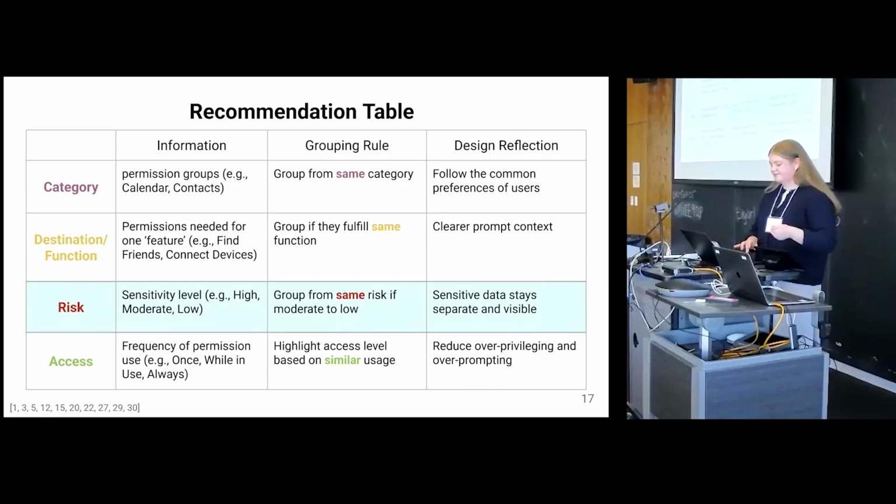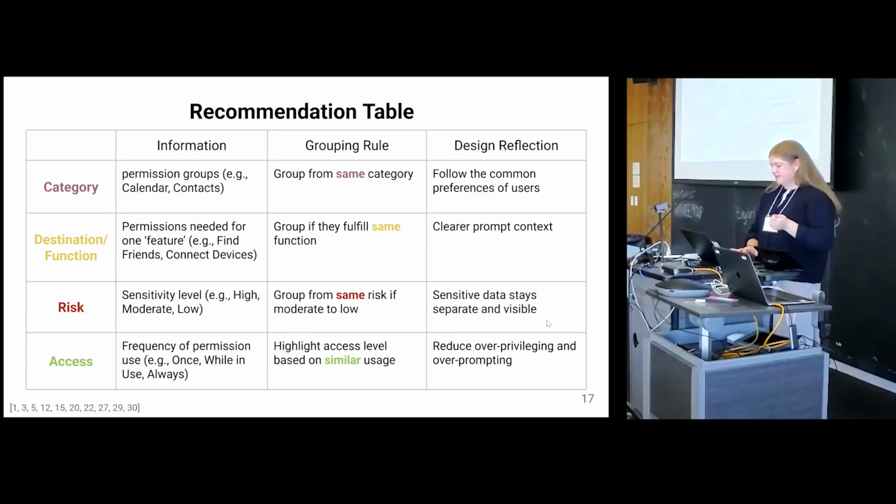Lastly, for access, this is the frequency of permission usage, and this could be like for a mapping application. You're probably going to want to be always or allow while in use so that you're able to track correctly how you're getting to your proper destination. So in our grouping examples, we want to find similar usage across different prompts, but also be highlighting whether it needs to be more inactive. This way we can prevent over-privileging or even over-prompting, with allow once being highlighted at the top.